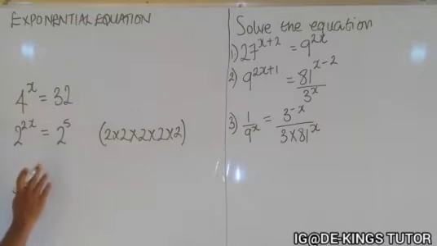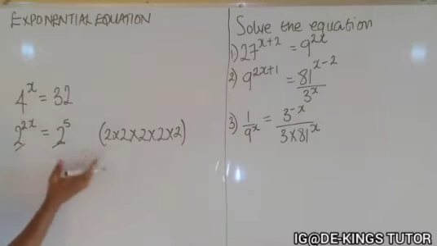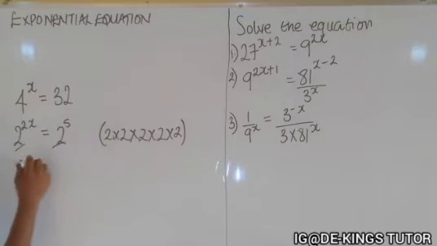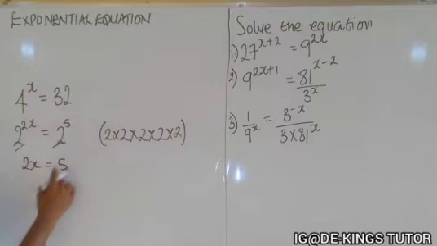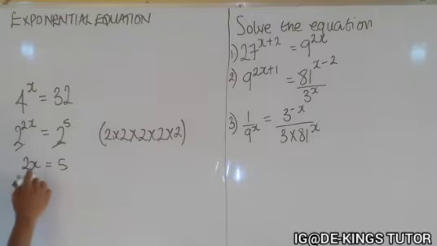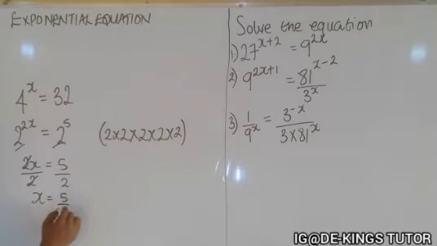So in this situation, you can see that they now have the same base. So what do we do? We equate the indices. We cancel the bases, so you're left with their powers. So you have 2x equals 5. Now, in any equation, x is our unknown. How do we solve it? We divide both sides by the coefficient of x, which is 2. So x is equal to 5 over 2, or 2 and 1 over 2. So that's how to solve our exponential equation.